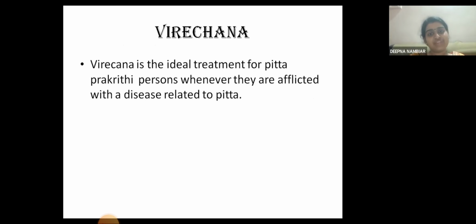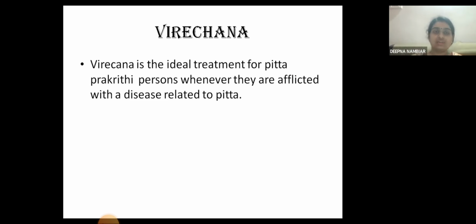And next is Virechana. Virechana is an ideal treatment for Pitta Prakriti. Usually when we go for Ritucharya, we have to follow certain regimens, because we do some Panchakarmas to maintain the normalcy of the body. In Pitta Prakriti persons, the most suitable procedure to be practiced will be Virechana only, because Pitta Prakriti has certain factors which are very unique.